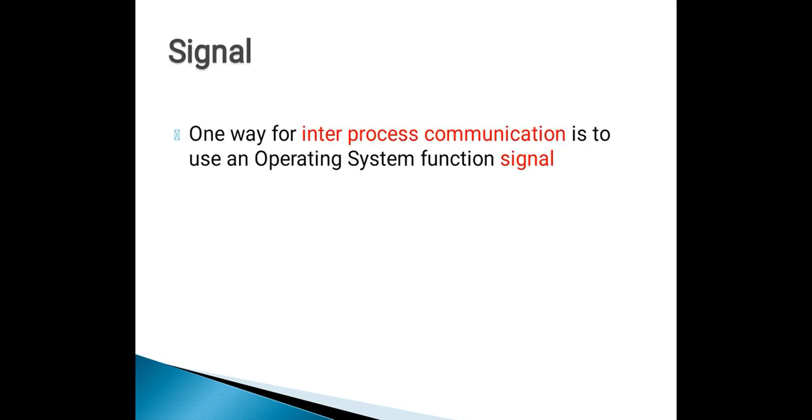Now we'll move on to the next topic, that is signal. One method of interprocess communication is by using an operating system function called signal. Signal is a limited form of IPC used in Unix or Unix-like operating systems. Essentially, it is an asynchronous notification sent to a process in order to notify it of an event that occurred.